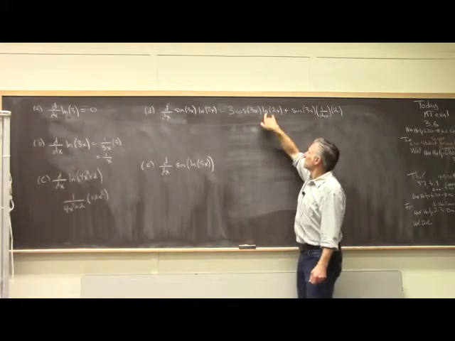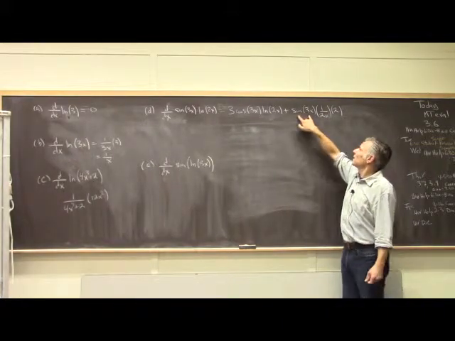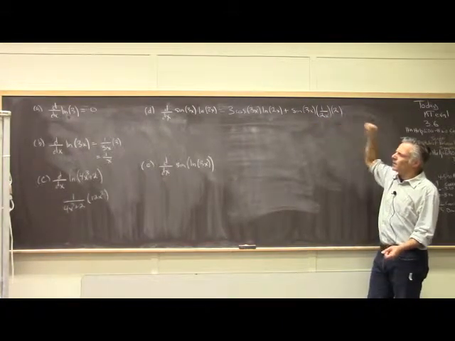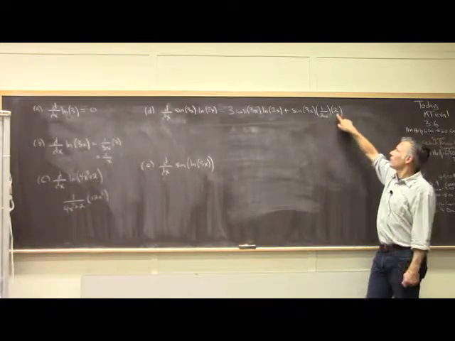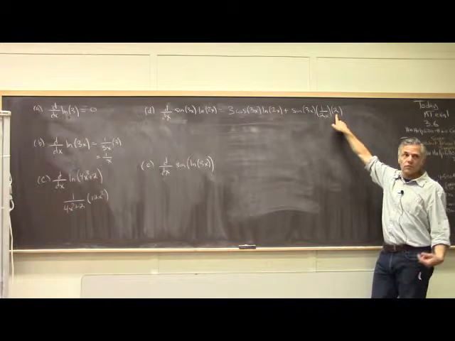I leave log alone, plus leave sine alone. Derivative of log 2x is 1 over 2x. Then the derivative of the inner function 2x, the derivative of 2x is 2.